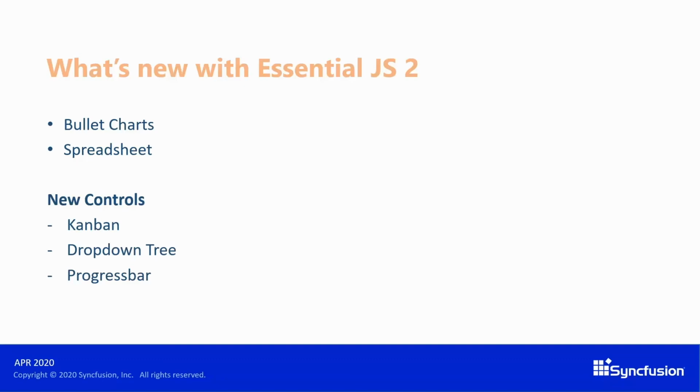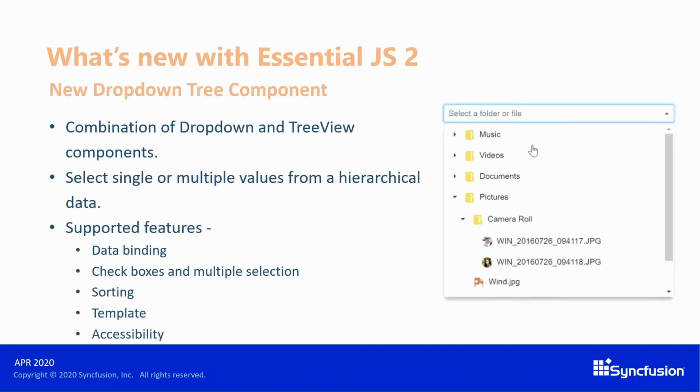While discussing the Blazor controls, we have seen the Kanban and the progress bar. Those two components are available in JavaScript as well, and the new component Dropdown Tree has been added. So whatever new updates we have for this Essential JS2 are also applicable for ASP.NET MVC and ASP.NET Core as well. So let's look at the features available in Dropdown Tree in its preview state.